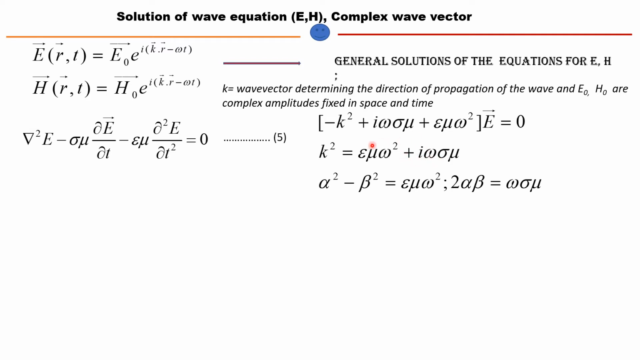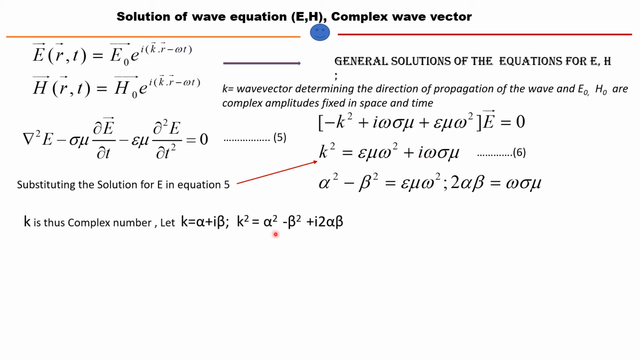You can see that the wave vector k is itself a complex quantity in a conducting medium, unlike in the non-conducting medium. You can easily visualize this mathematically. So we can write k as some real part plus imaginary part, and we have to take the square of k. You can see this is the k square and this is also k square.